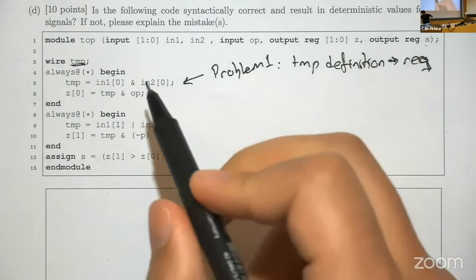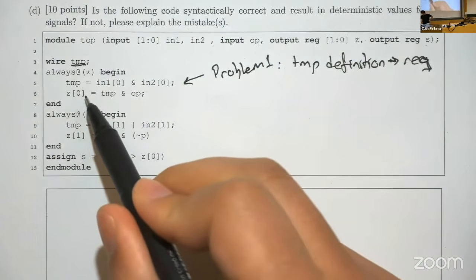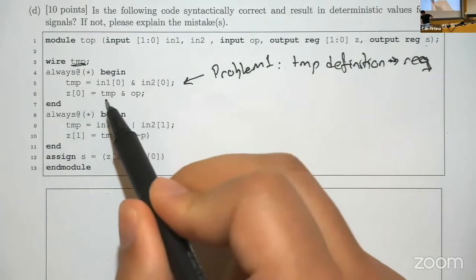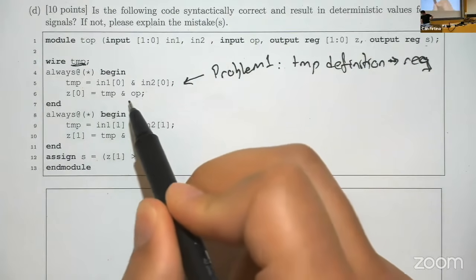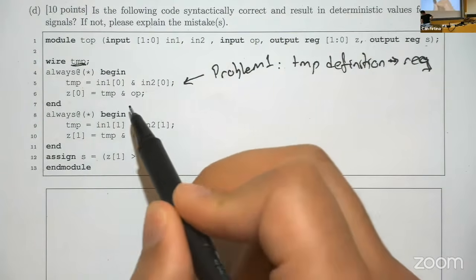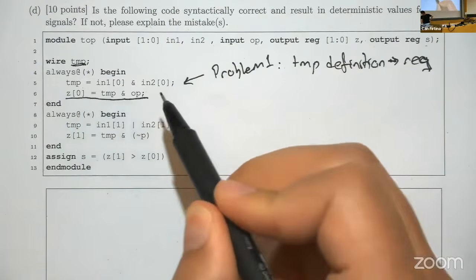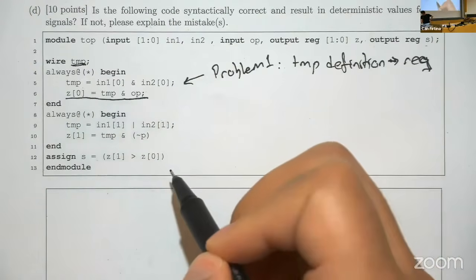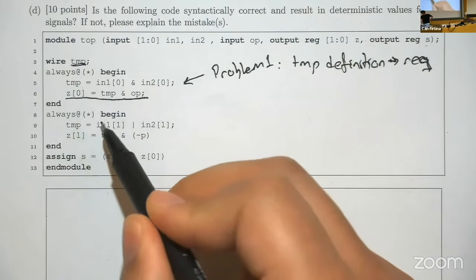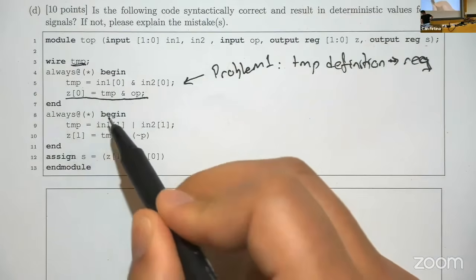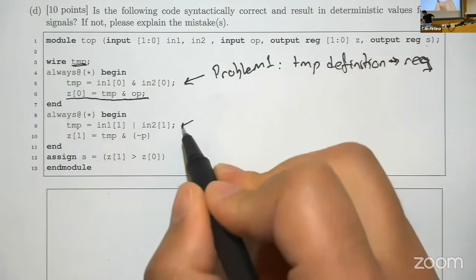In the next line, we have an assignment to Z, and then it's TMP and OP. This looks fine. There's nothing wrong with this line. And then the second always block, we have another assignment to TMP. So this is another problem.